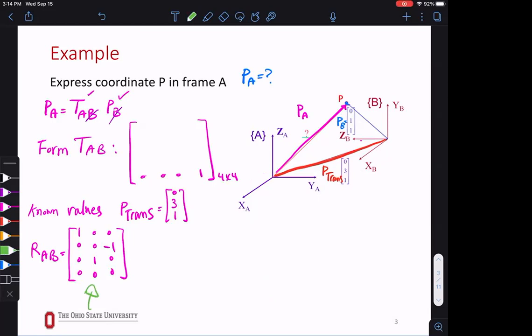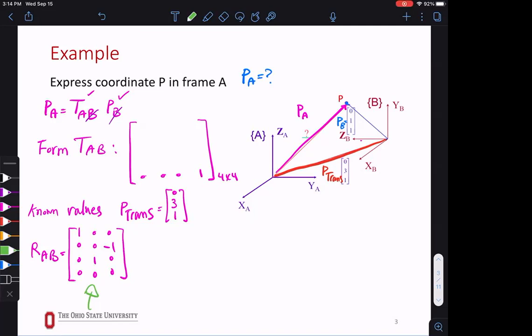So you have frame A. You also have frame B. You remember the cosine direction and the projection method? That's how we find it. For example, C just says, look at X of B. XB is in the direction of XA and the other two are 0. So it's 1, 0, 0. Same for B. So you should be able to completely see this and derive this.